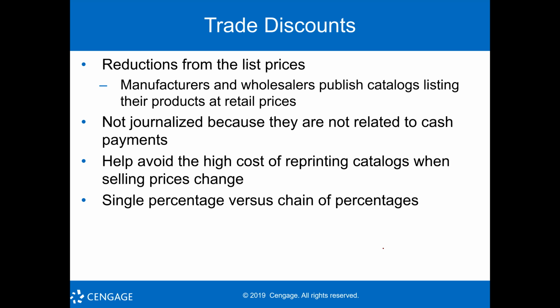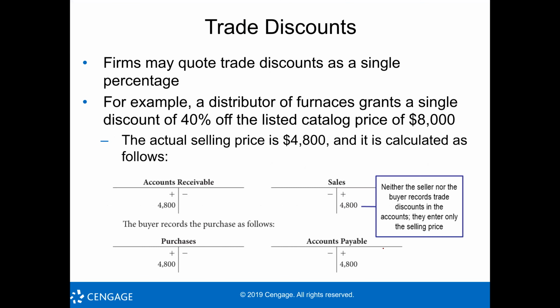It says reductions from the list prices. Manufacturers and wholesalers publish catalogs listing their products at retail prices. But again, when purchasing in volume, for example, they offer discounts, not journalized because they are not related to cash payments. This helps avoid the high cost of reprinting catalogs when selling prices change. Single percentage versus chain of percentages. This example is showing us a single percentage example.